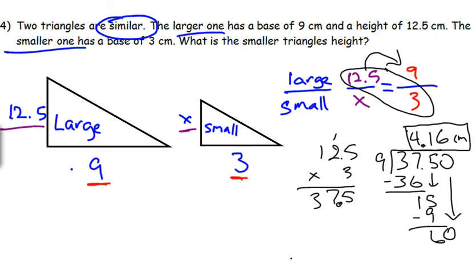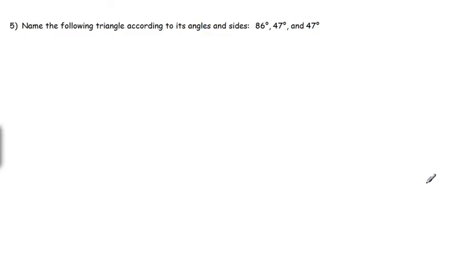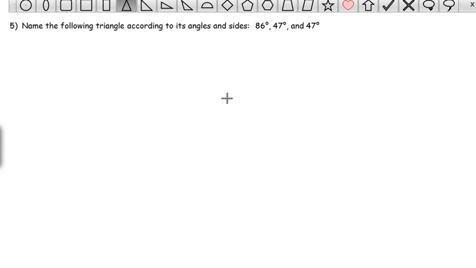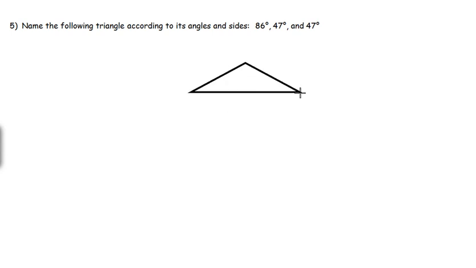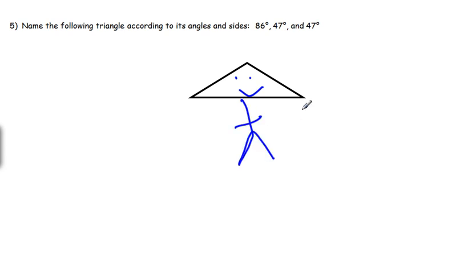All right. And number 5. Name the following triangle according to its angles and sides. So we have a triangle. And let's see. It should look something like this. So we have our angles and we need to name him. I will name him Billy.